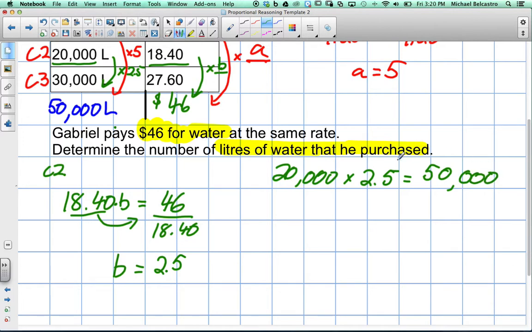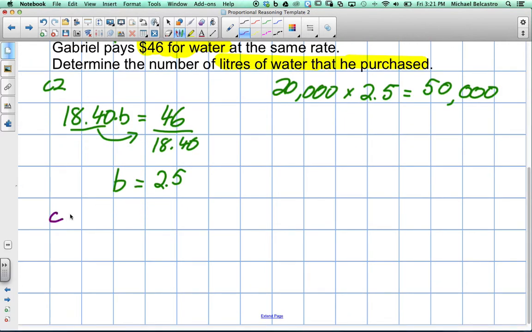Worked out great. Finally, our third customer. Now, this one's a little trickier. It's still the very same idea. We need to figure out, and we'll call this constant of proportionality the C value. We need to figure out 27.6 times C equals 46. What is our constant of proportionality?